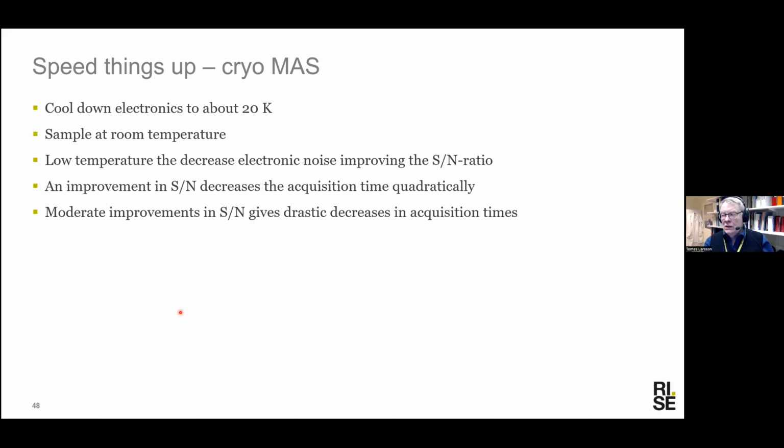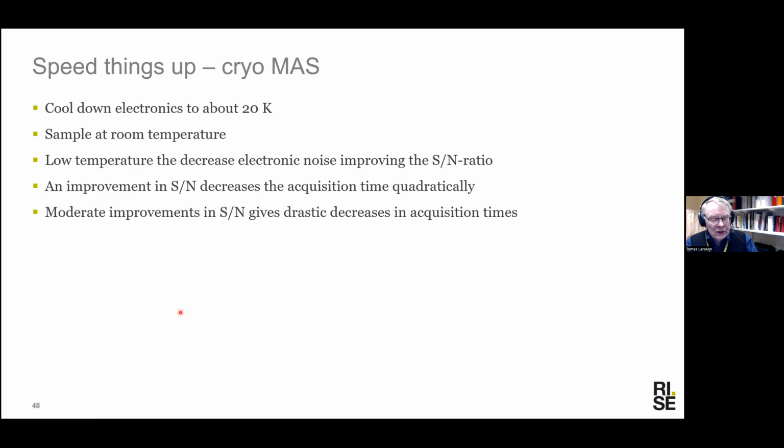Historically in NMR, you've done that by increasing the magnetic field strength, which is kind of expensive. Now, the cryomass is not an inexpensive technique, but it's at least less expensive than a magnet. So you get an improvement of signal to noise. And as you might be aware, an improvement in signal to noise translates quadratically into a decreased acquisition time. So if you can improve your signal to noise by a factor of, say, 10, suddenly you can shrink your acquisition time down by a factor of 100.